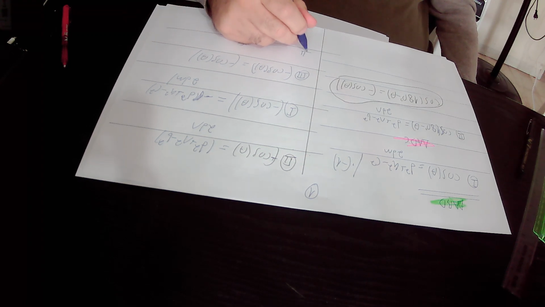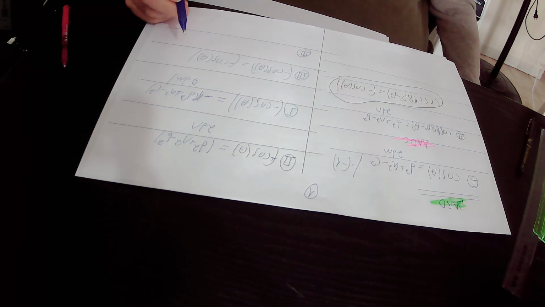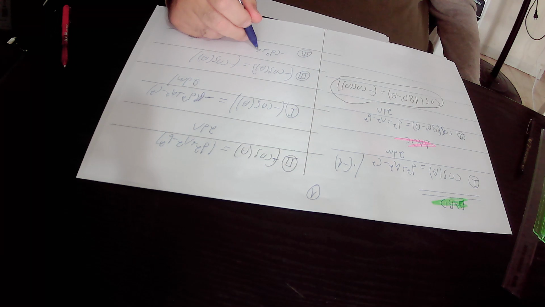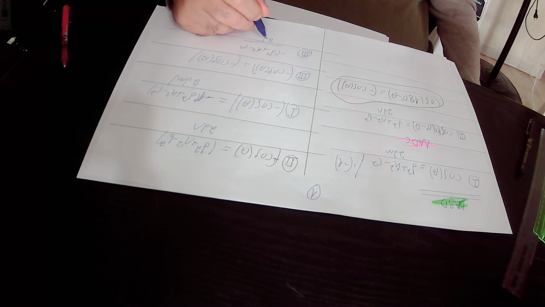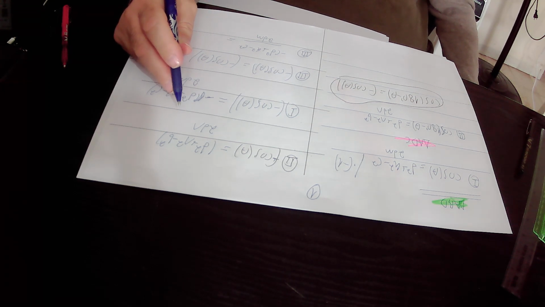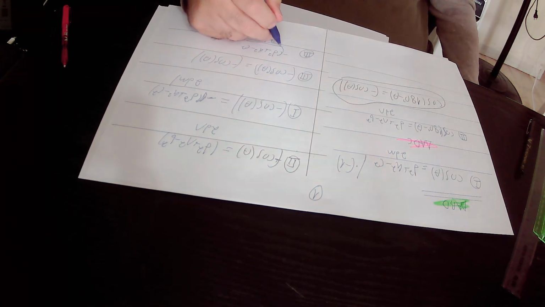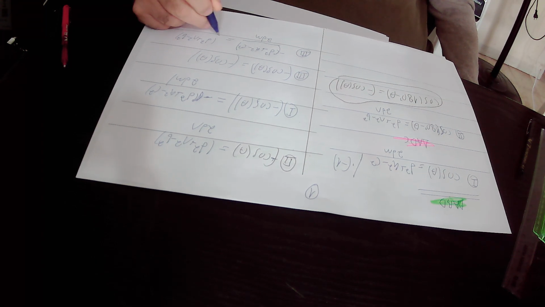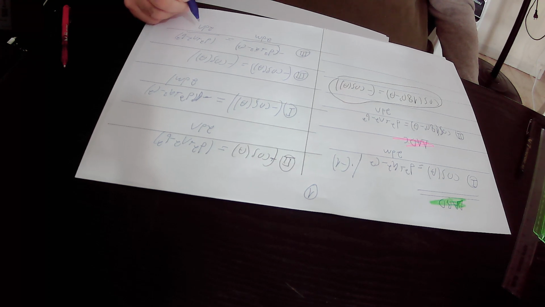So here, minus cosine theta according to equation number 1 equals minus d square plus a square minus c square over 2 times d times m, and it must be equal to minus cosine theta according to equation number 2, equals d square plus n square minus b square over 2 times d times n.